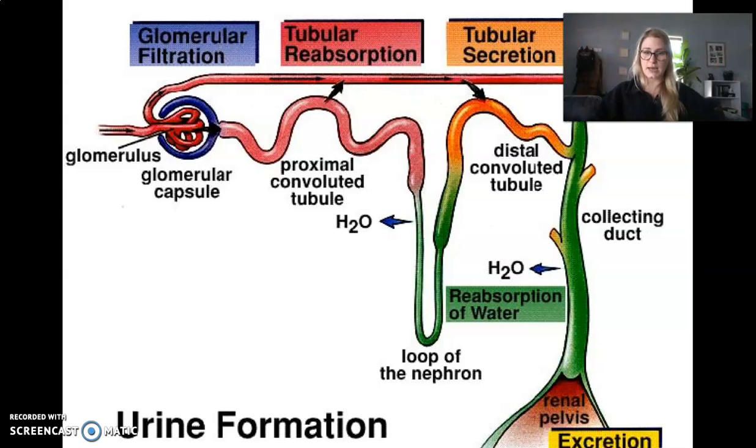So once again, big overview here. We have glomerular filtration, tubular reabsorption, we have the loop of Henle, which is going to have a lot of that absorption, and then normally tubular secretion is going to be left for the distal convoluted tubule. Everything that's left in that tube is going to go into the collecting duct, eventually into the renal pelvis, and then be secreted at the very end.